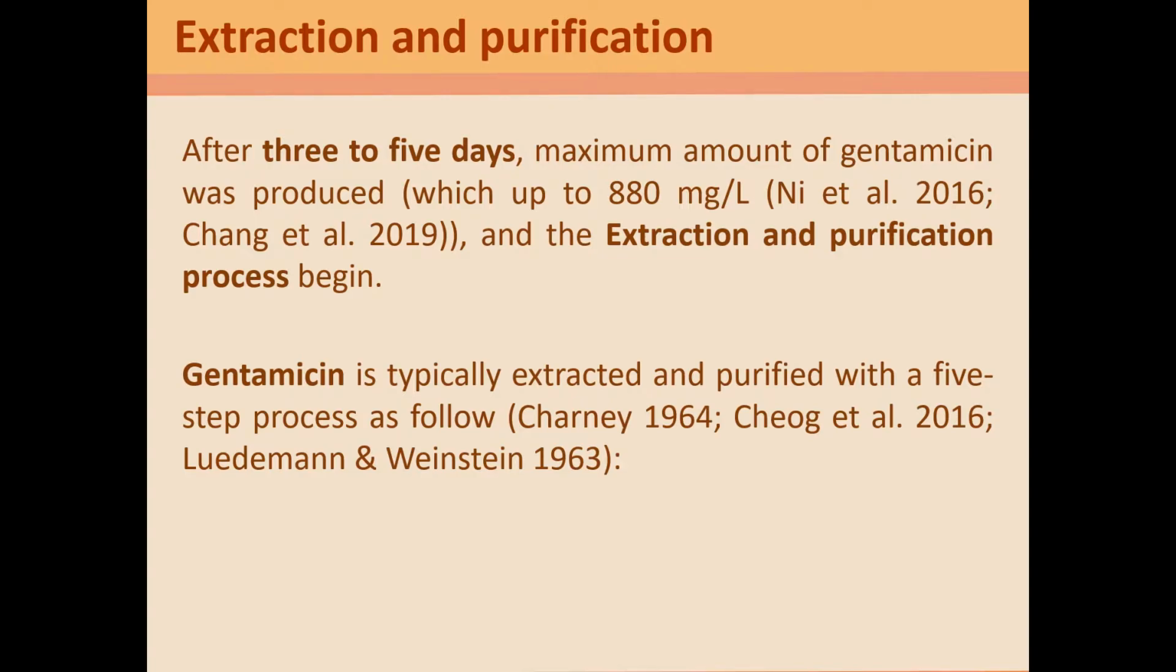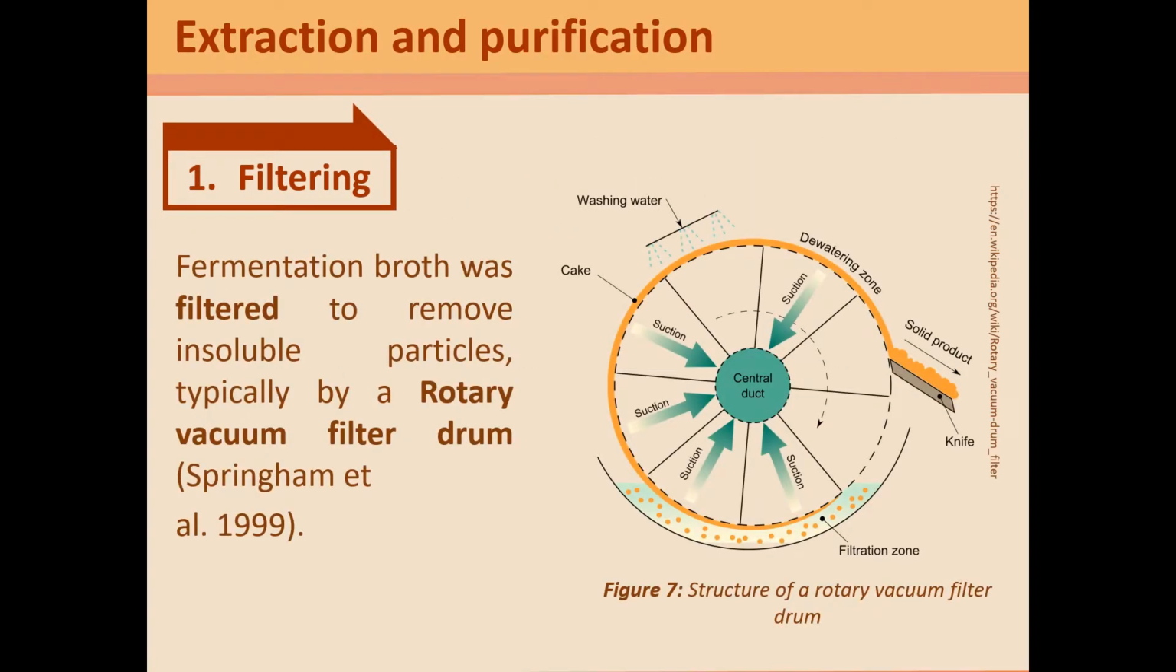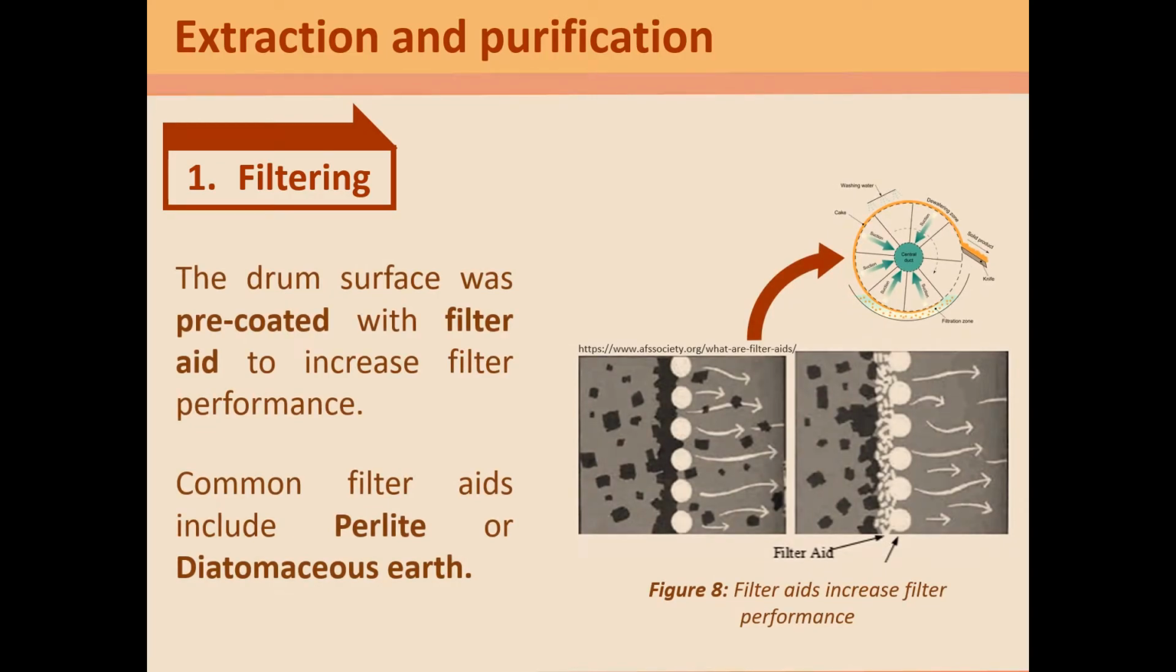Gentamicin is typically extracted and purified with a 5-step process as follows. First, fermentation broth was filtered to remove insoluble particles, typically by a rotary vacuum filter drum, whose structure is shown in Figure 7. The drum surface was pre-coated with filter aids to increase filter performance. Common filter aids include perlite or diatomaceous earth.